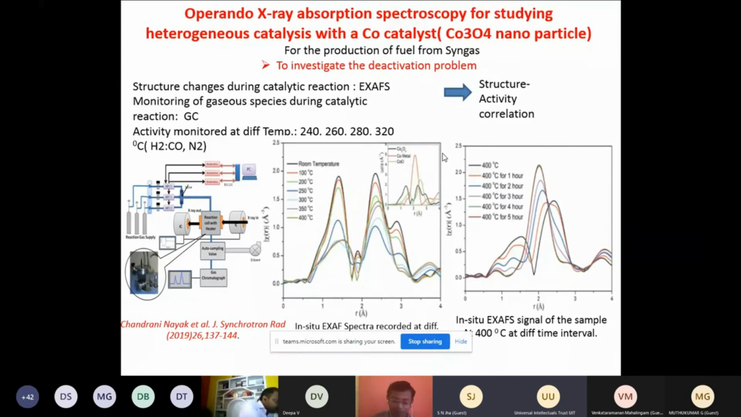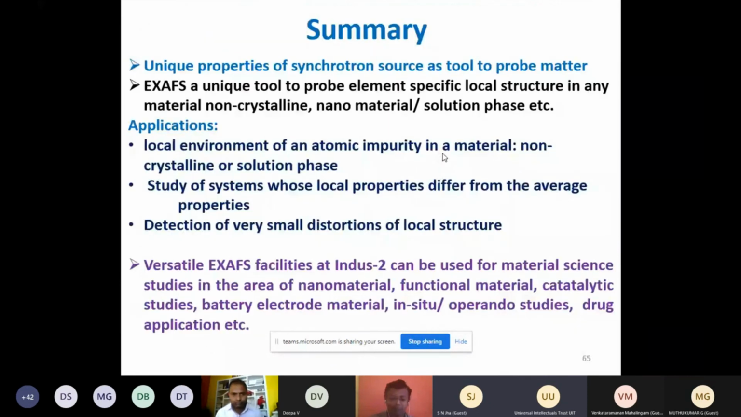So with this I come to the last example, and then to the summary, where I have just shown the unique properties of the synchrotron source as a tool to probe any material. By the advent of the synchrotron source, EXAFS has become a popular technique as a unique tool to probe element-specific local structure in any material, whether non-crystalline, nanomaterial, or solution phase.